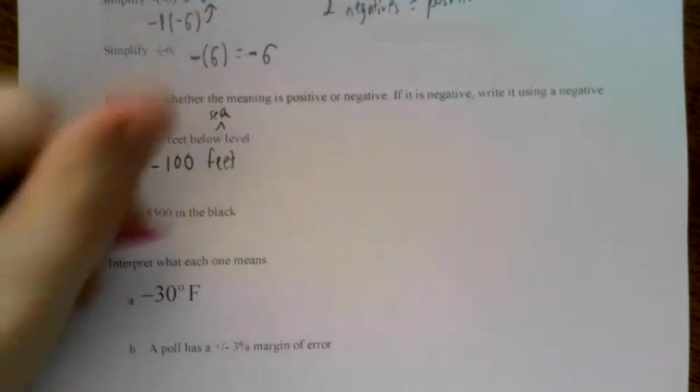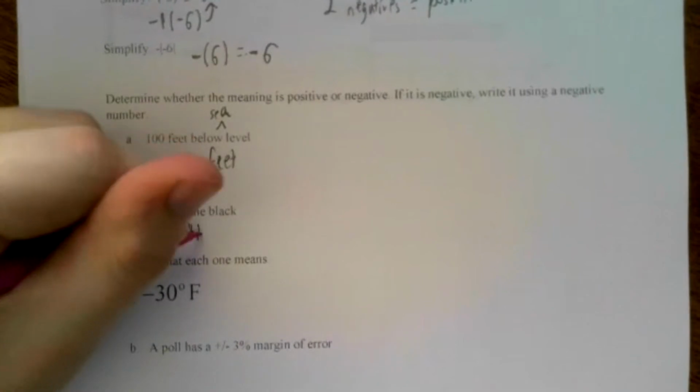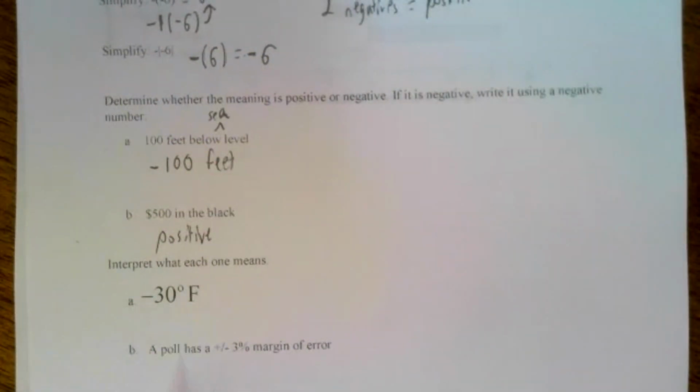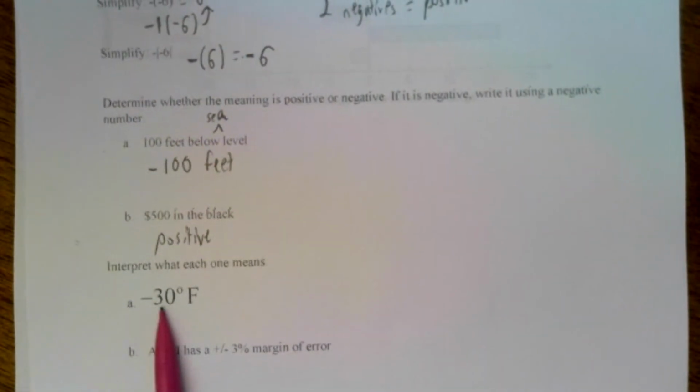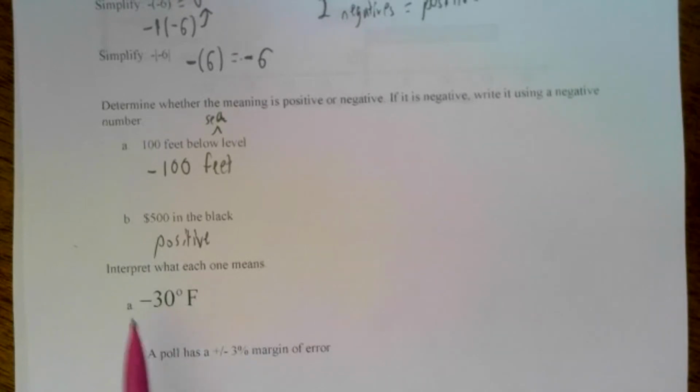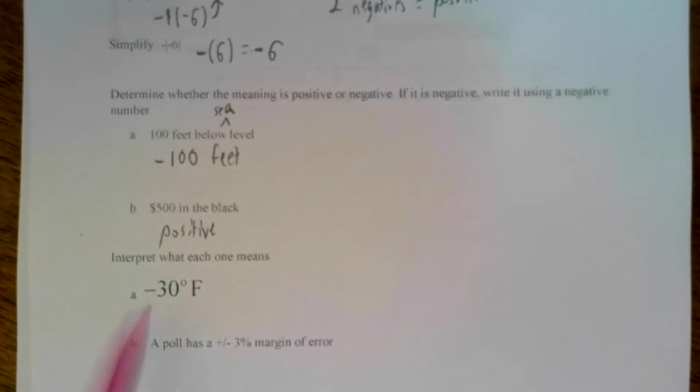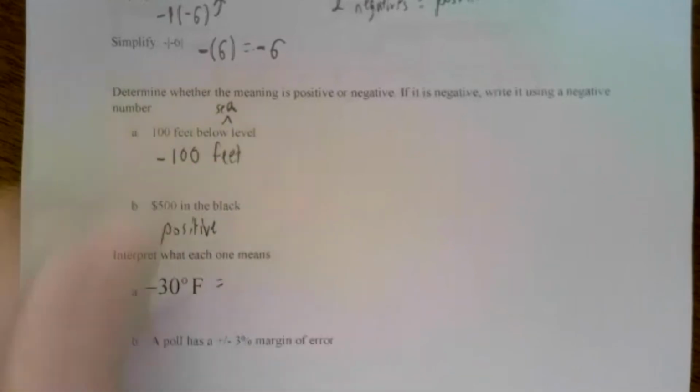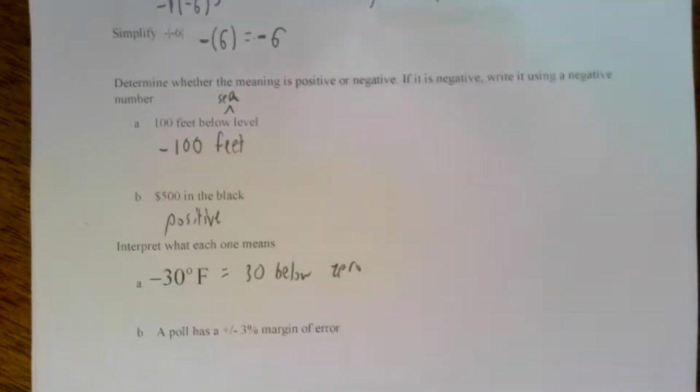What about the next one? I guess I should write positive here. So the next one says, interpret what each one means. So if I say negative 30 degrees F, what does that mean in words? 30 below 0. Yeah, 30 below 0. Okay. What about the next one? How would you describe that one?